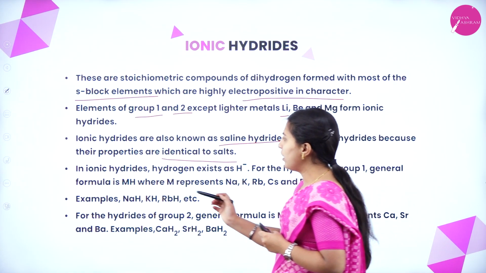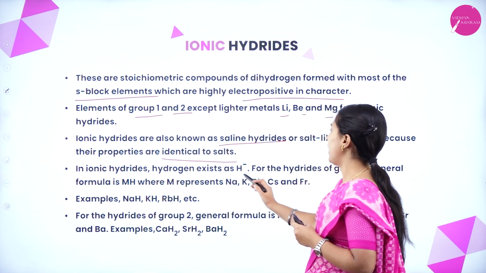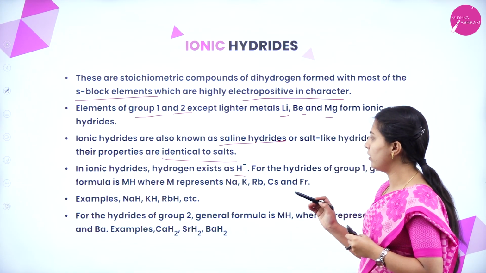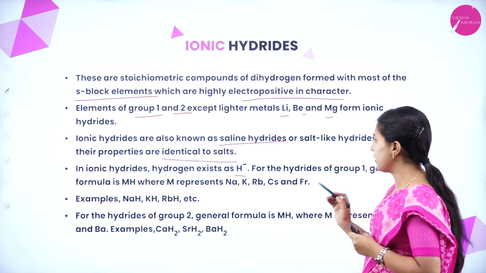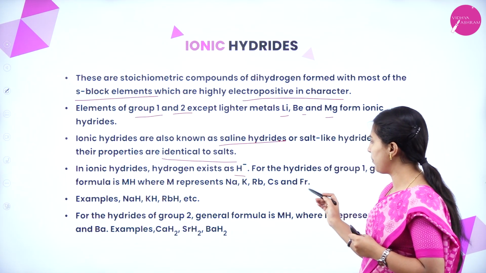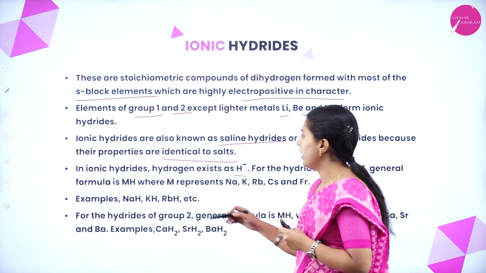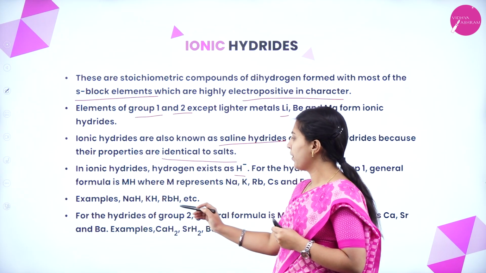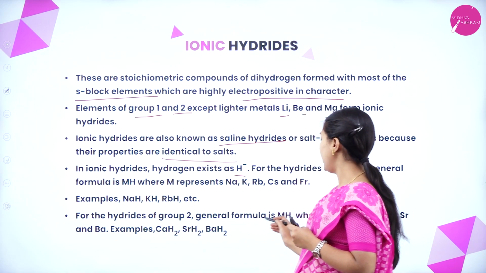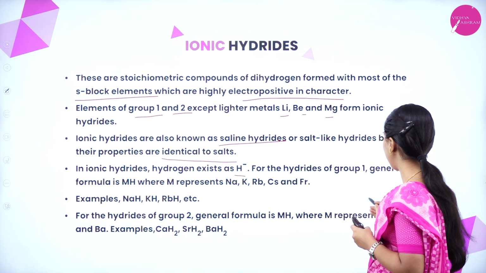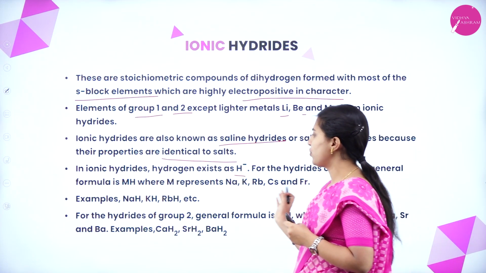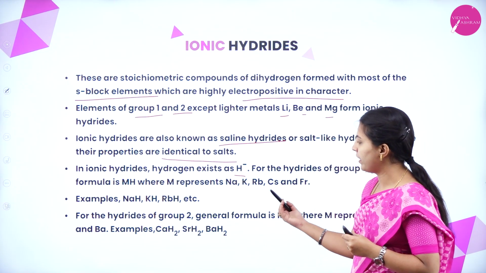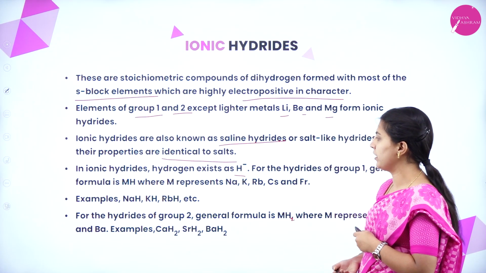In ionic hydrides, hydrogen exists as H-. For the hydrides of group 1, the general formula is MH, where M represents sodium, potassium, rubidium, cesium and francium. Examples: NaH, KH, RbH, etc. For the hydrides of group 2, the general formula is MH2, where M represents calcium, strontium and barium. Example CaH2, that is calcium hydride, strontium hydride and barium hydride.